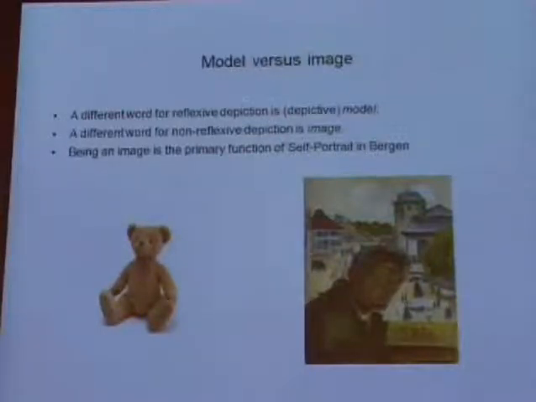But we could say it's a depictive model, because what I'm talking about here now is depictions. Other kinds of representations, it's too much to include. And we might call the particular kind of prop function, I'm not saying the painting per se, but the particular kind of prop function I have been talking about, the standard default is to be used as an image. So a non-reflexive depiction, I suggest we can call an image. So that's the primary function of the self-portrait in Bergen, to be an image. But you could, of course, as I said, use it as a depictive model if you start breaking the rules of the gallery.